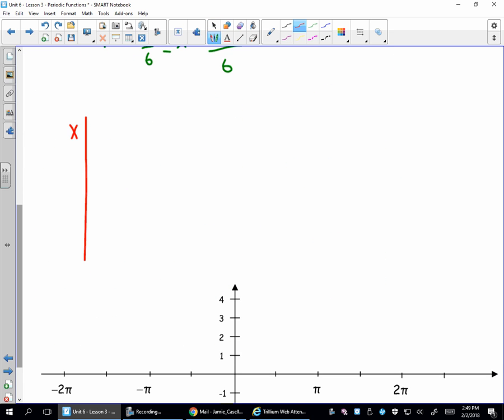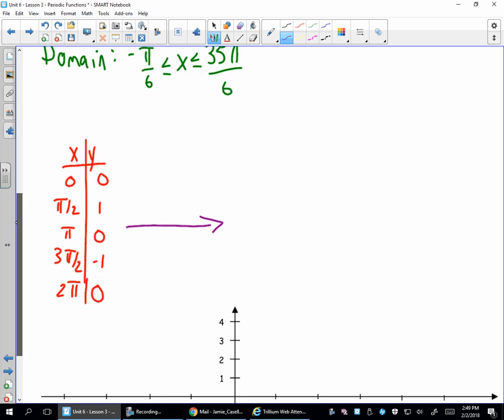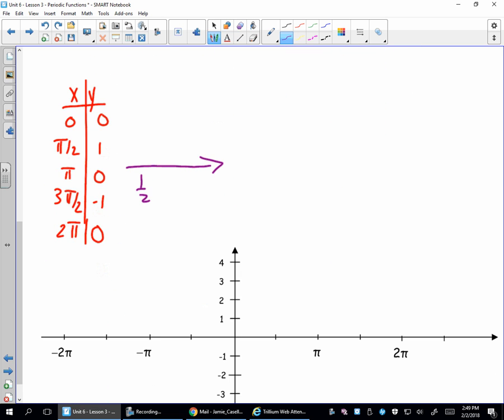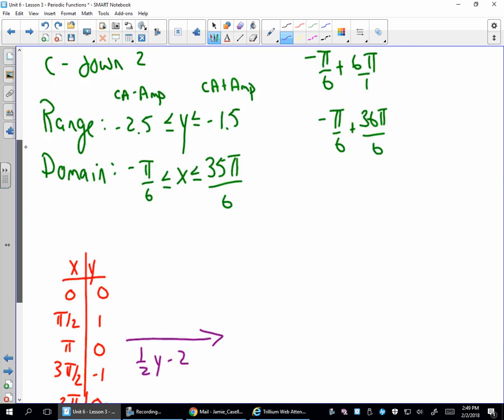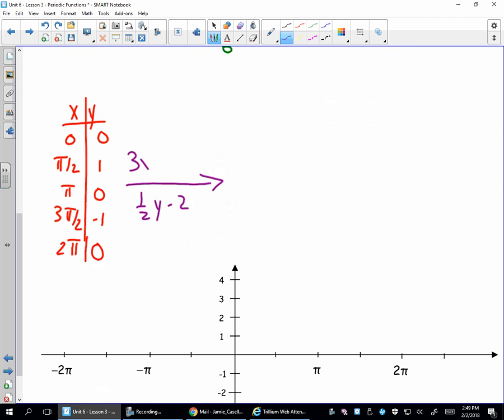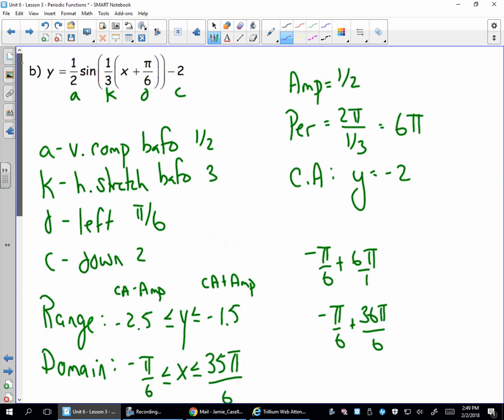Okay. So what do I start with? 0, pi over 2, pi, 3 pi over 2, and 2 pi. Sine curves start at 0 and go up and then back down. And we are going to transform. What are we doing? Well, we said we're going to compress it and move it down vertically. And then we said we're going to stretch it by 3 and move it to the left. Pi over 6, I think is what our numbers were, right? Pi over 6? Yes.